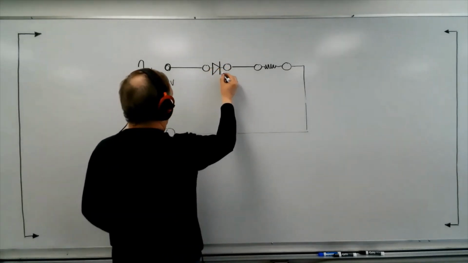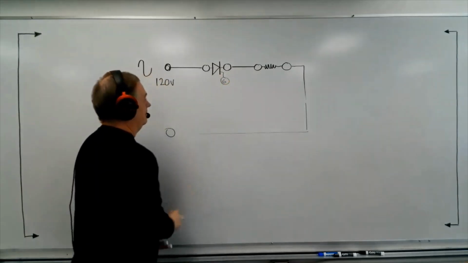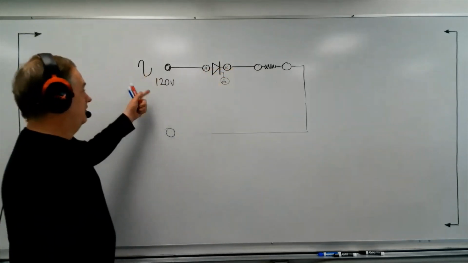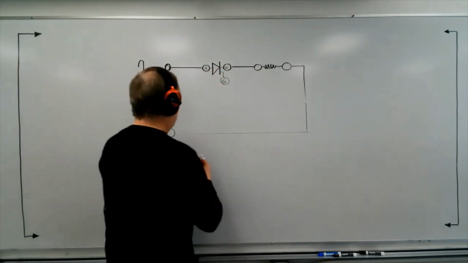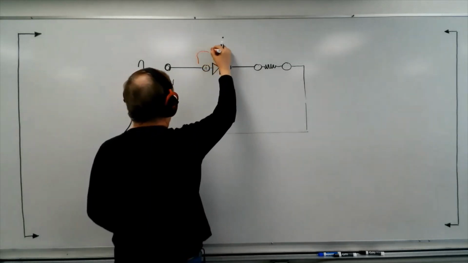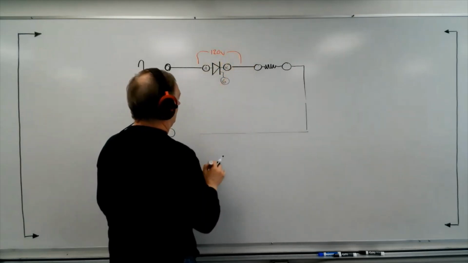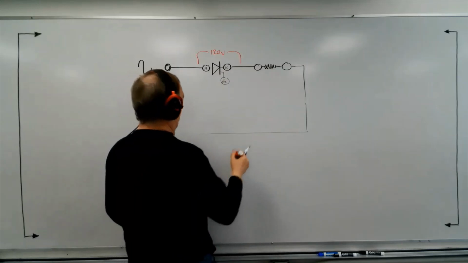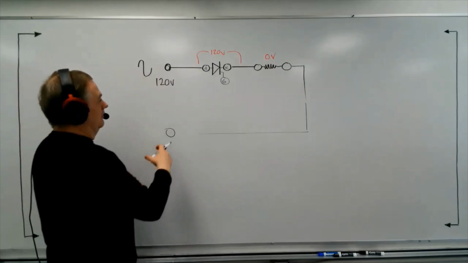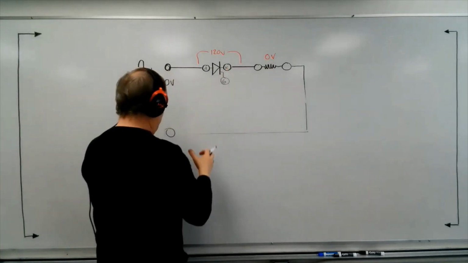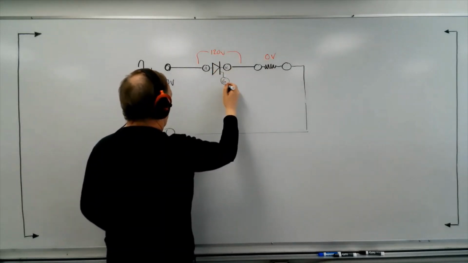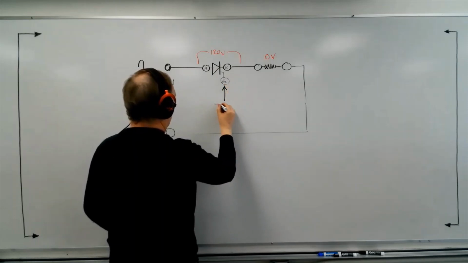When we put this in, we see that that's our gate there, anode, cathode. If we just turned this 120 volt source on, with no gate pulse, then we would see 120 volts across that SCR, because it would be like an open switch, and we would see 0 volts across the load.